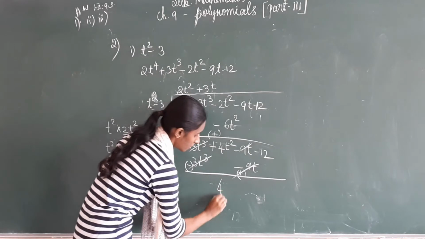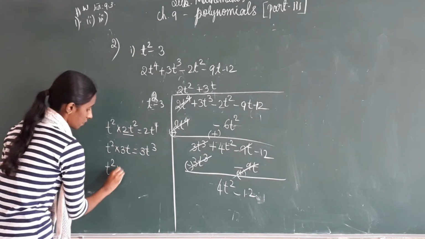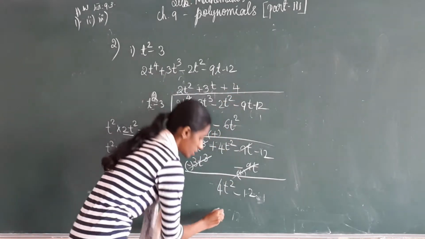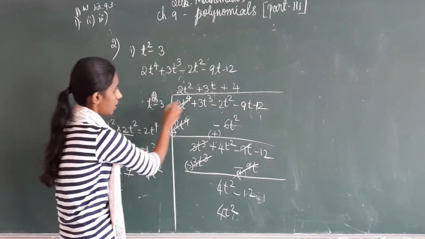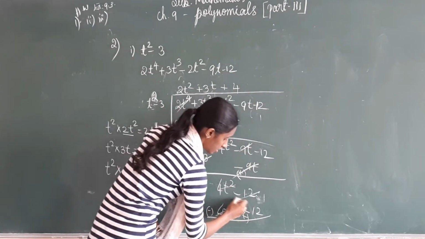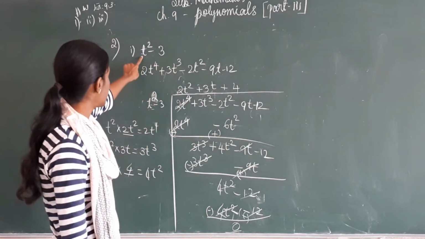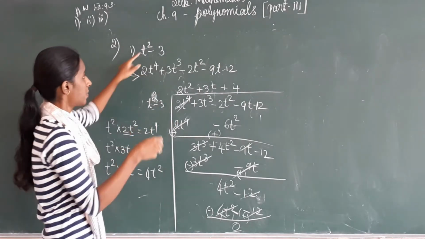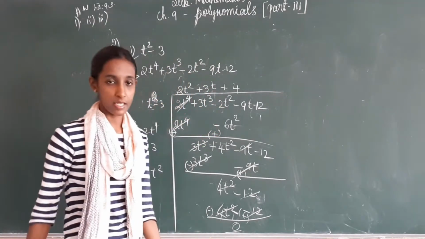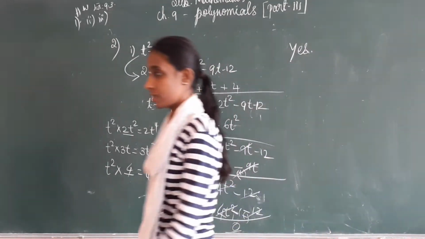Now what is remaining? 4t square minus 12. Now t square into how much will give you 4t square? t square into 4 is 4t square. Next, minus into plus is minus, 3 into 4 is 12. If I change the sign, it gets cancelled. So the remainder is 0. As I already told you, when the remainder is 0, then this is a factor of this. t square minus 3 is a factor of the given polynomial. Yes, t square minus 3 is a factor, you have to write.